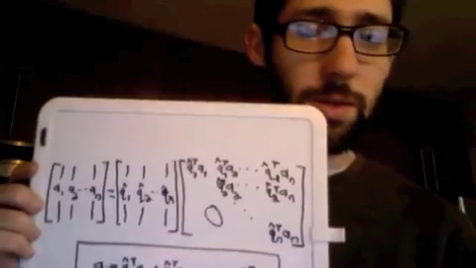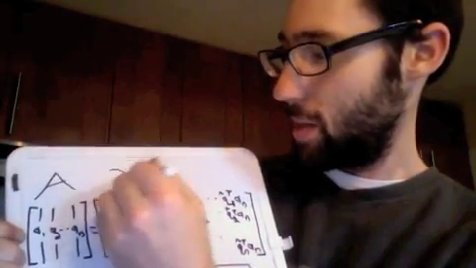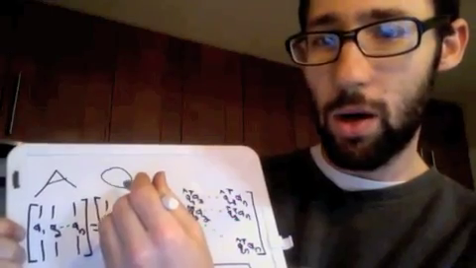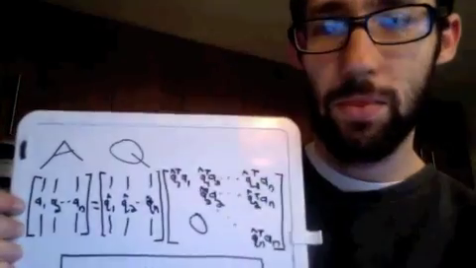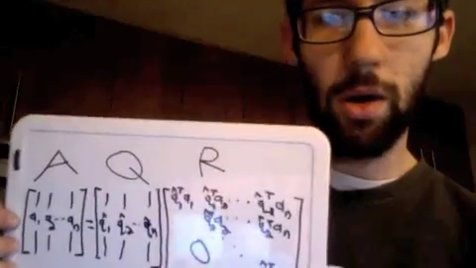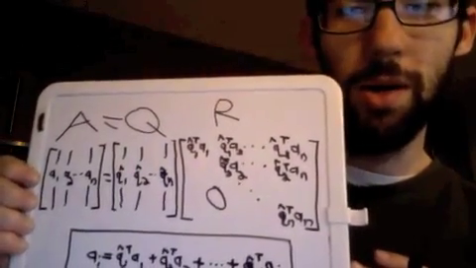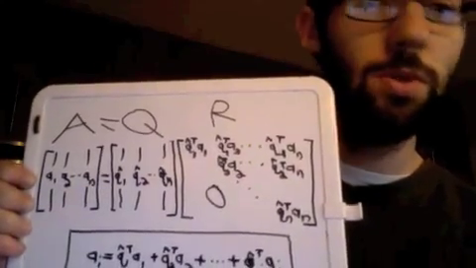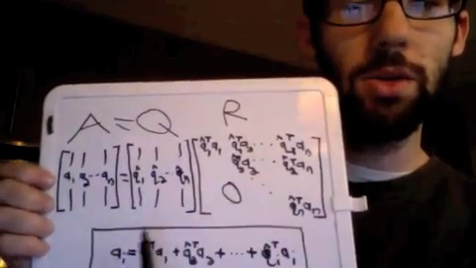This matrix we call A. This matrix we call Q. And this matrix we call R. A equals QR. So before, A equals LU solved one problem. A equals QR solves this problem.